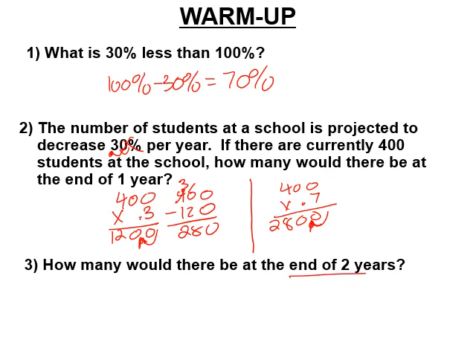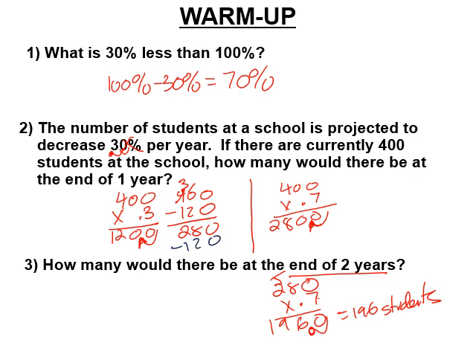Yeah, if it's 30% again, you have to subtract 30% from the 280. And so it's 70% of 280. 7 times 0 is 0. 7 times 8 is 56. And so there will be 196 students after 2 years if you're decreasing by 30%. So notice you cannot just subtract another 120 because that 120 is 30% of 400, right? You would get the wrong answer. In that second year, you have to decrease by 30% of the 280.